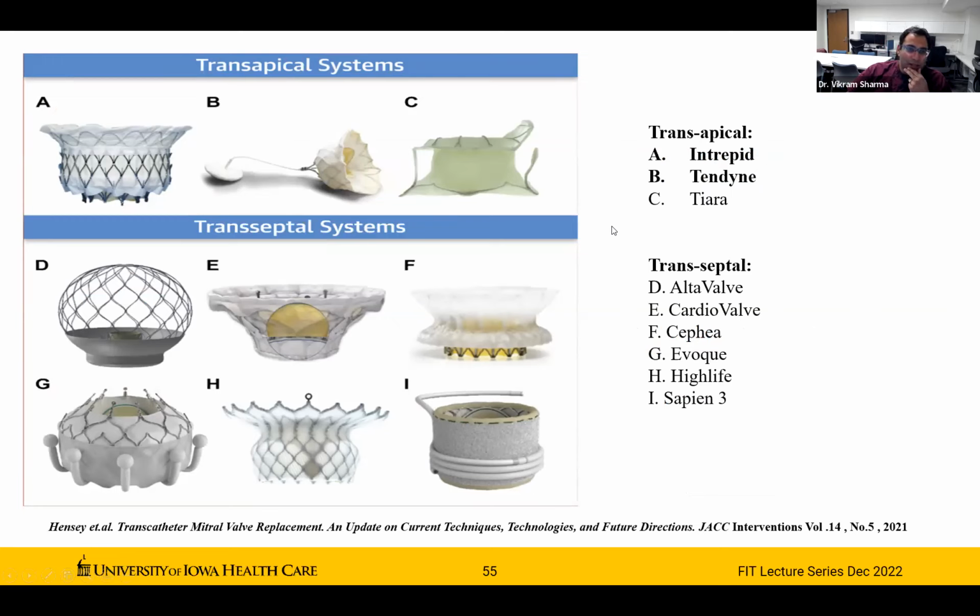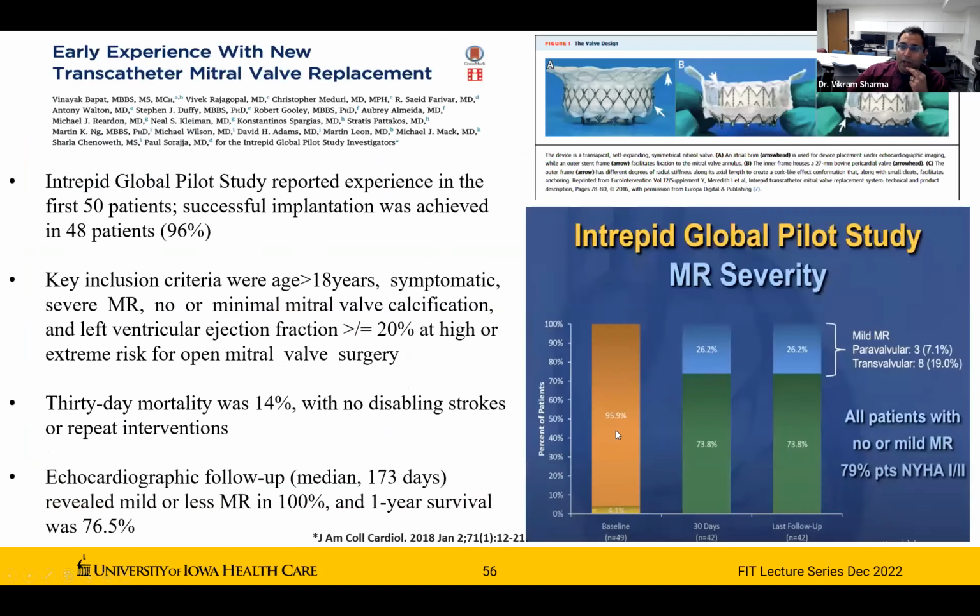Are there any transcatheter mitral valve options for that? So two in particular, the Intrepid and the Tendyne devices, have been tested in this patient population with native valve regurgitation who are too high risk for surgery. And I'll just mention some of the studies related to these devices. So the first one I will talk about is the Intrepid device.